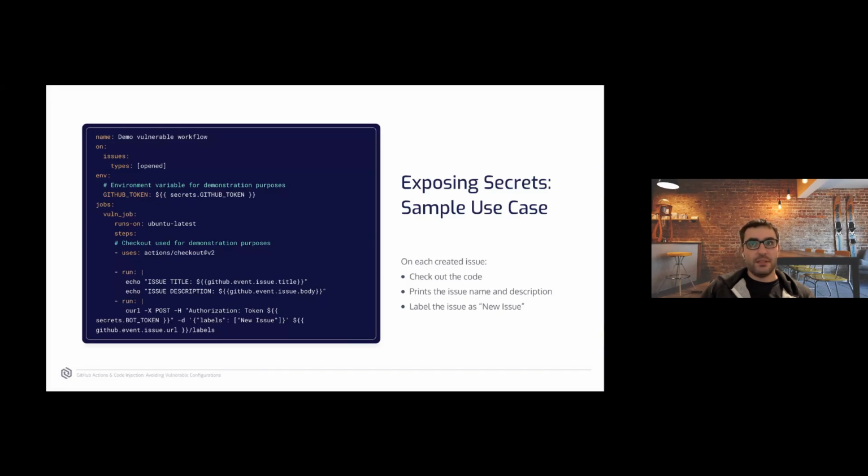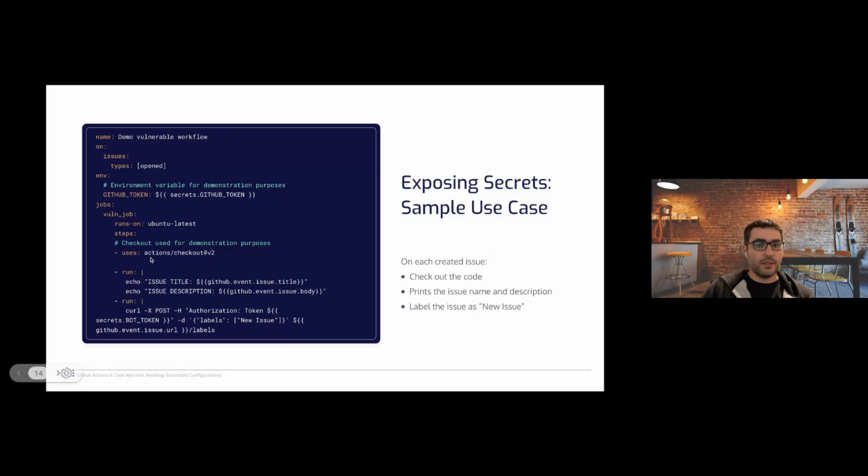To demonstrate the ability of the attacker to expose secrets, we create an intentionally vulnerable workflow, which will follow us in the example. This workflow will be triggered whenever a new issue is created, just like previously. It will define an environment variable named GitHub token, which will get the value of the secret GitHub token. And it will have one job called vuln job that will have three commands.